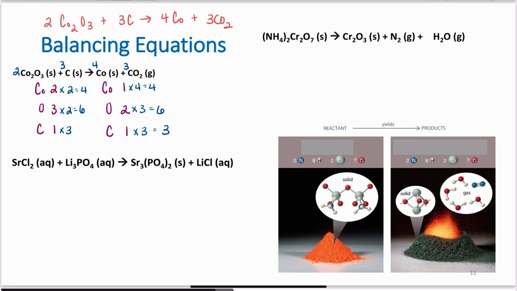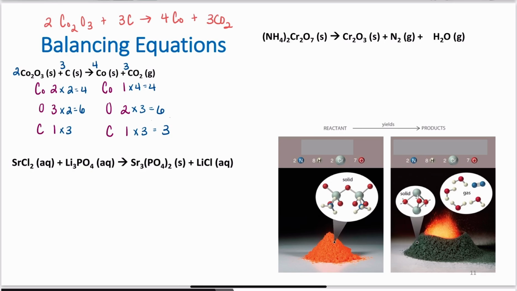That looks better. I now have 4 cobalt on my reactant side and 4 cobalt on my product side, 6 oxygen on my reactant side and 6 oxygen on my product side, 3 carbon on my reactant side and 3 carbon on my product side. And the reaction is balanced.